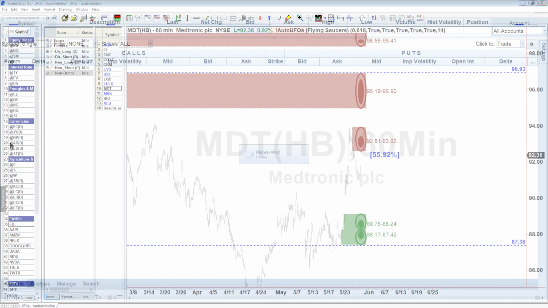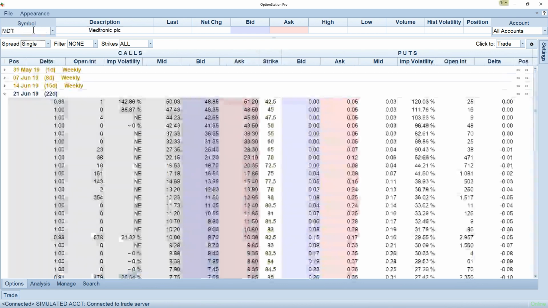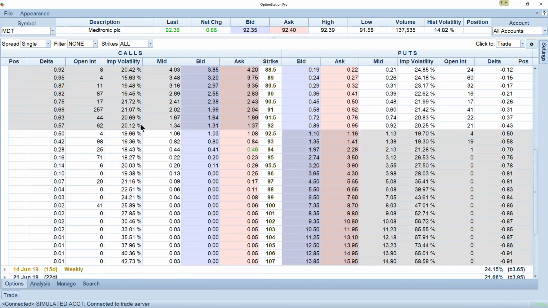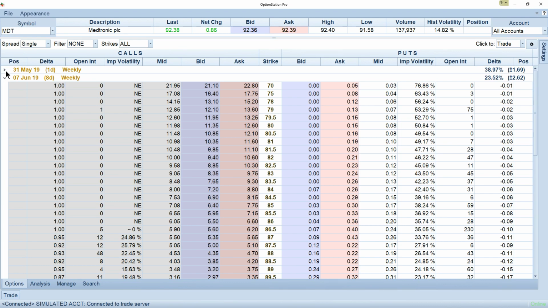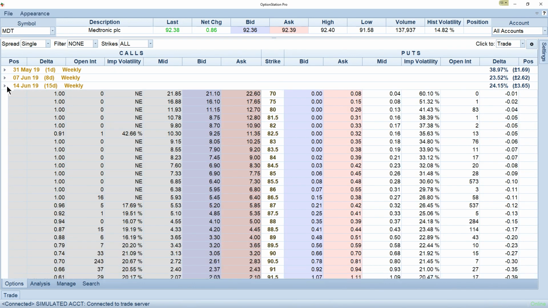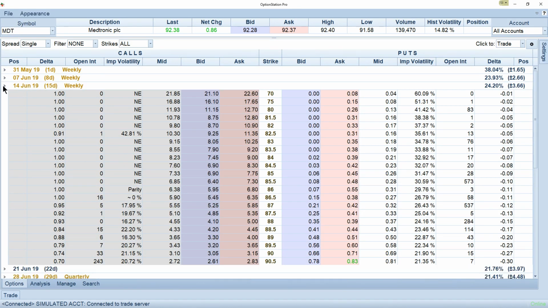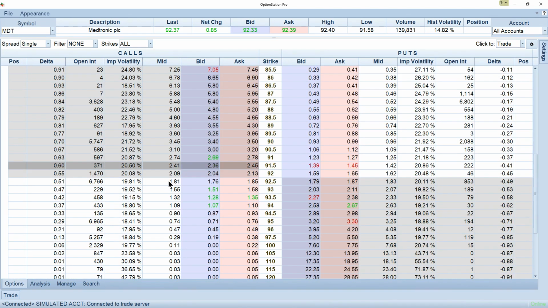I got the option chain loading here, and I'm just going to input MDT now. We have it. Again, we'll start with a short expiration date. So what if we do 97s? The 97s will pay you 9 cents on June 7. What if we do the 14th? The 97s will pay you 18. Not enough. What if we do June 21st? The 97.5 will pay you 29.